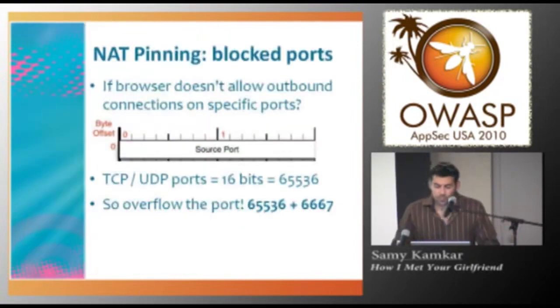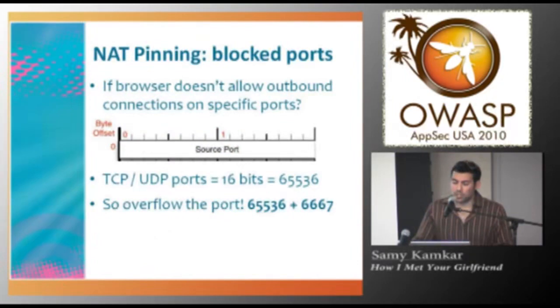So what some browsers started doing is blocking specific ports when they heard about this cross-protocol scripting. For example, they started blocking 6667, the common IRC port. So, what can we do there?